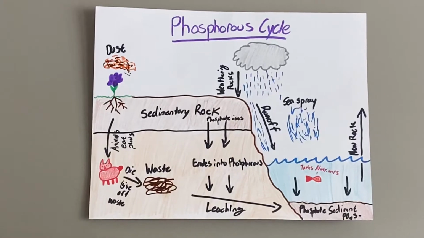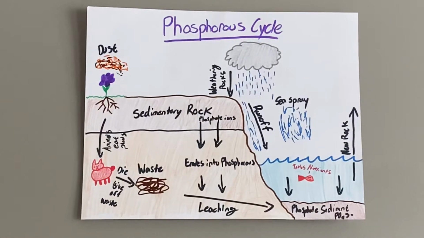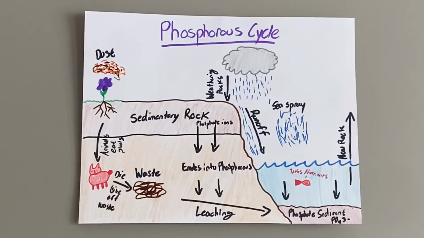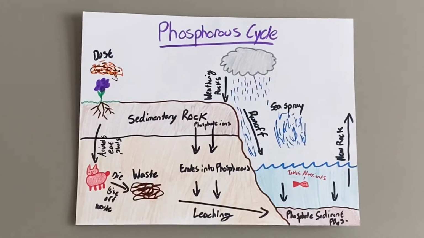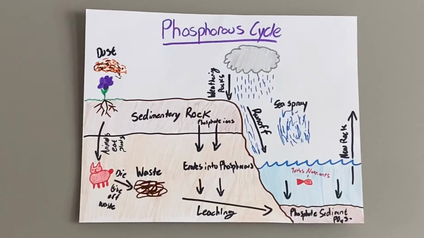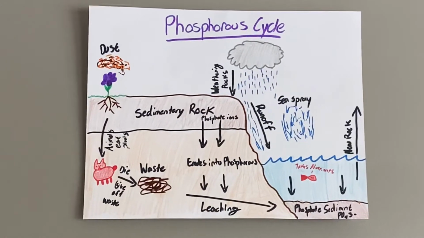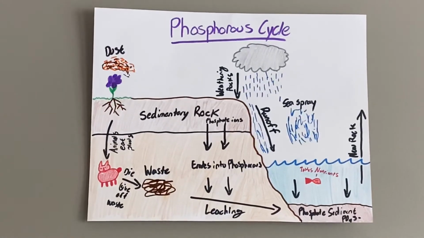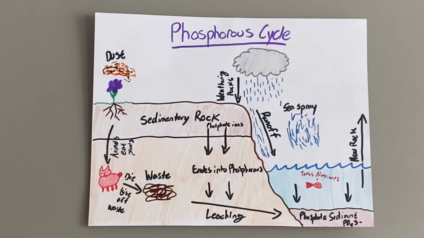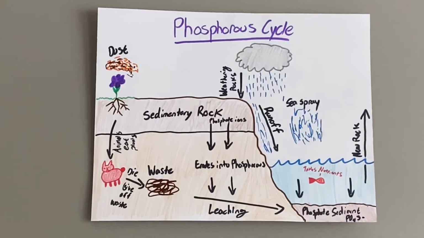You have organisms' waste that also includes phosphorus that can be combined with the sedimentary rock, and that all leaches back into the phosphate sediment below the ocean seafloor. Most phosphate is located below the seafloor, and then new rock can be risen by continental plates, which can include mountains and volcanoes, and that can resurface that phosphorus.